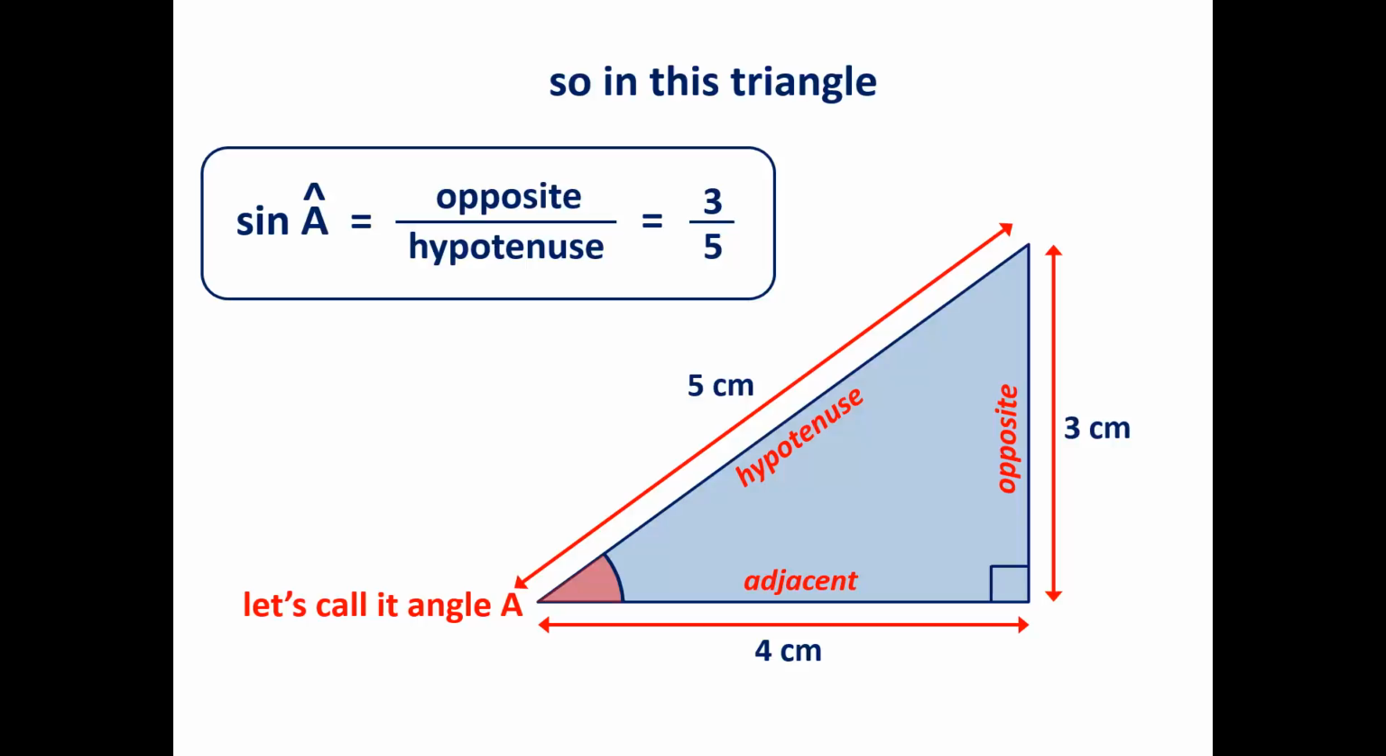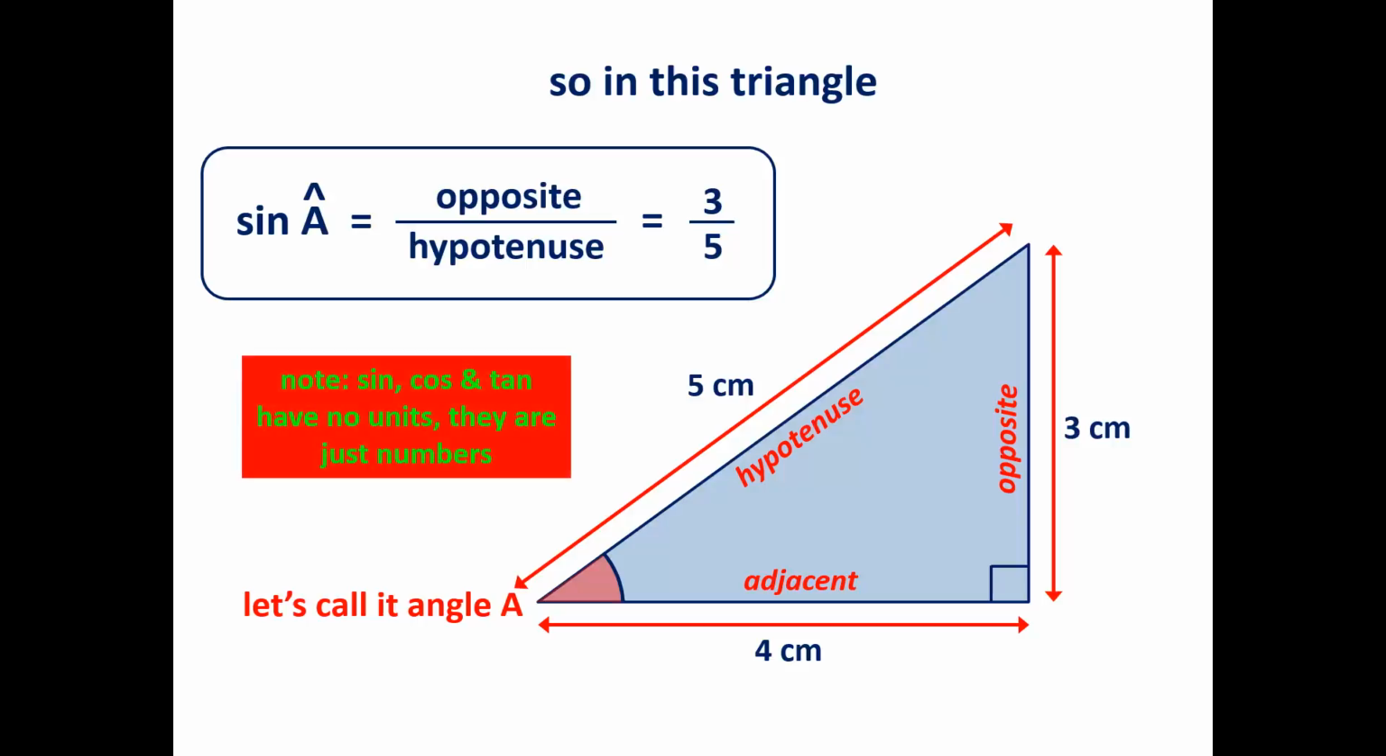Okay. Now we can use this in calculations to find out the angle, or if we know the angle, we can use it to find out lengths of sides, and it's used extensively. Note that sine, cos and tan have no units, they're just numbers.